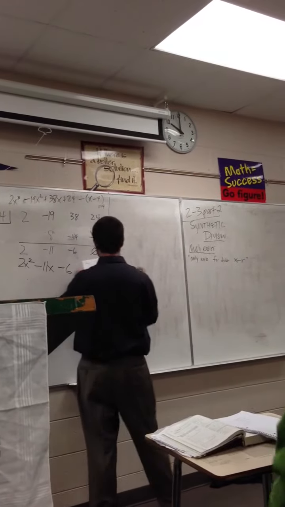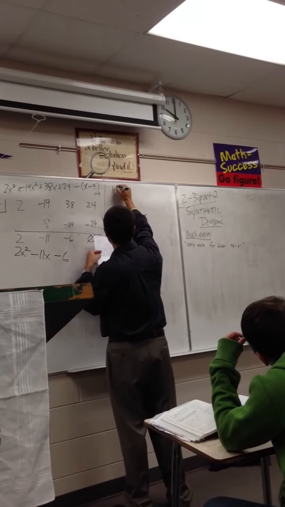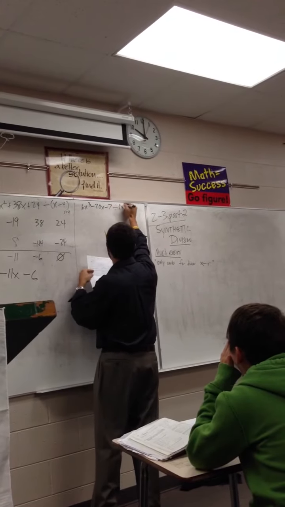Let's try another one right here. Don't write this down, just watch. Let me give you the problem. 6x cubed minus 20x minus 7 divided by x minus 2.